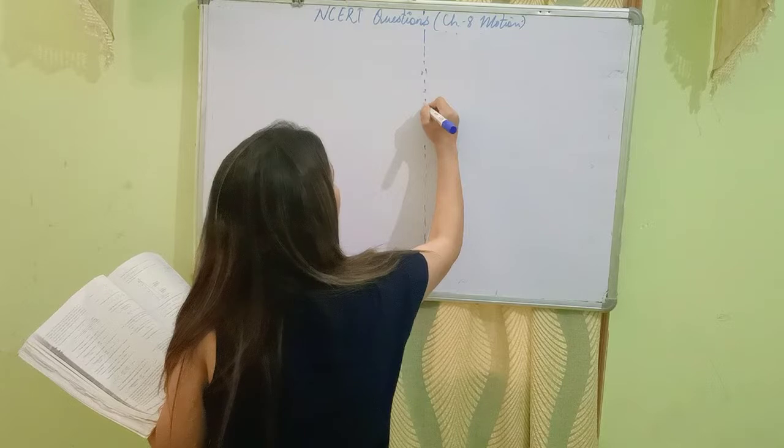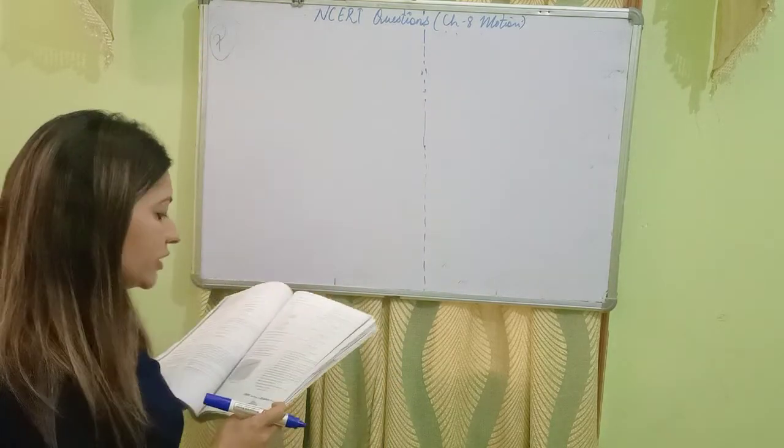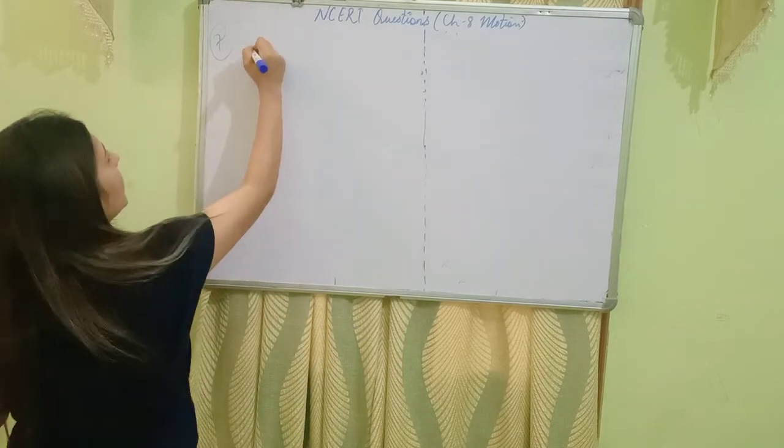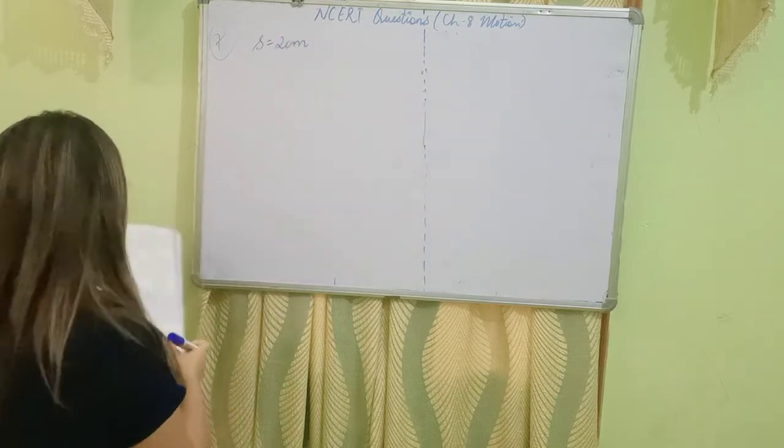Quite easy. Next question. Question number 7. A ball is gently dropped from a height of 20 meter. So height is 20 meter. S or H is the same, that is 20 meter.